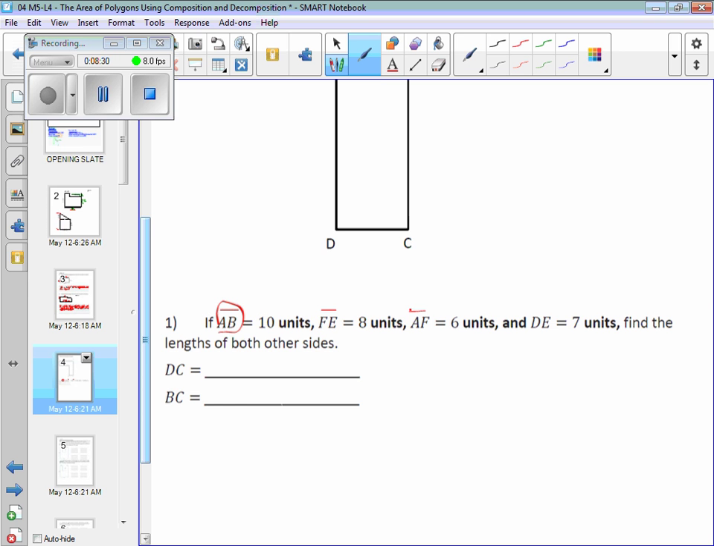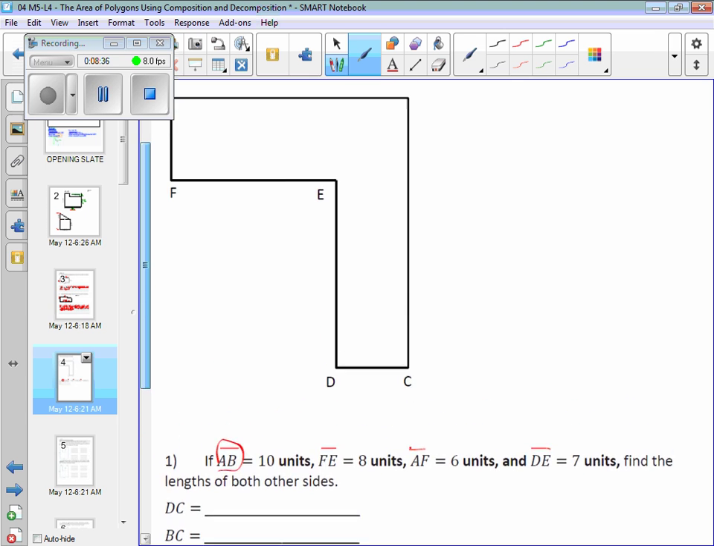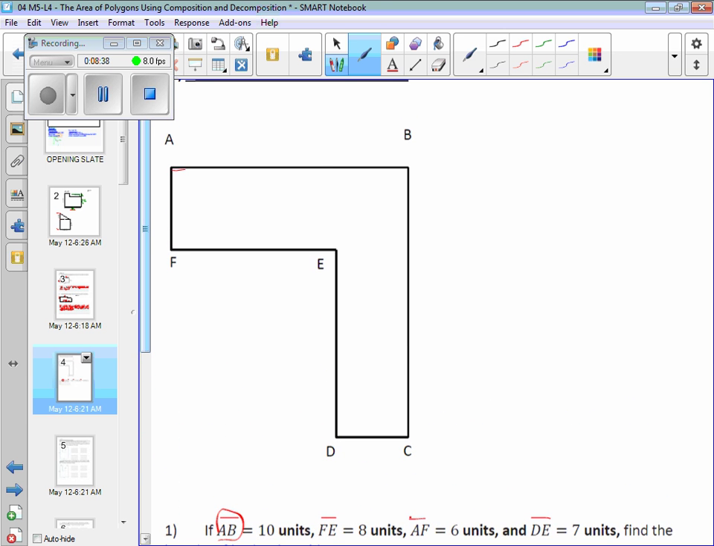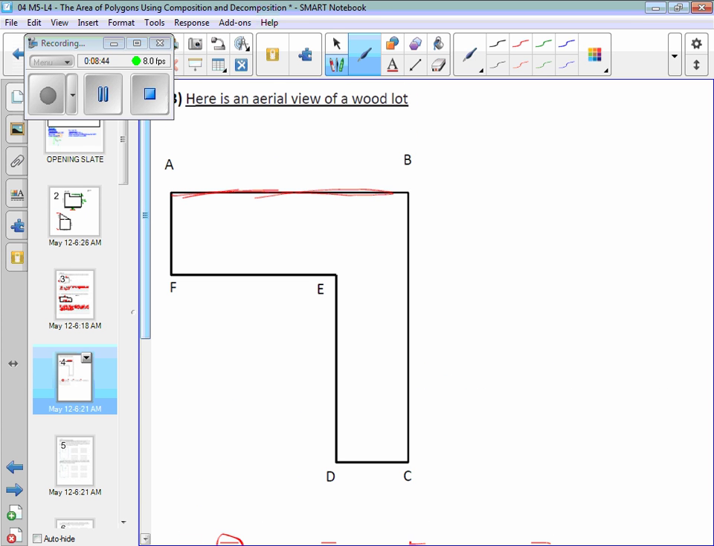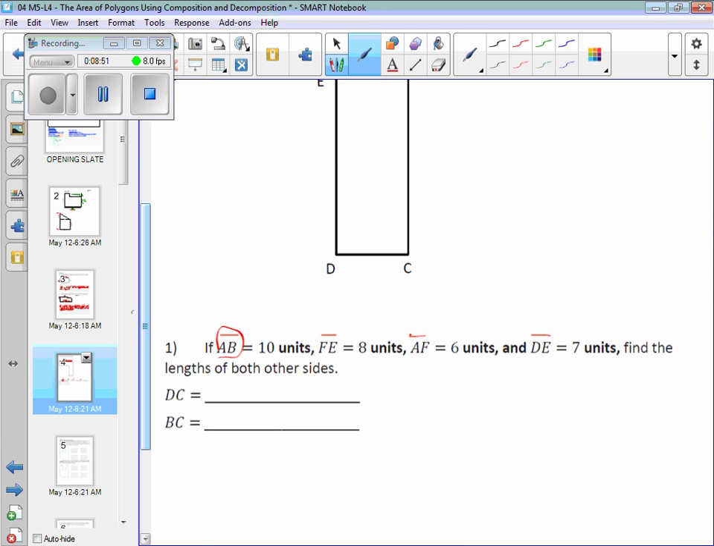All I want you to do, and I'll do the first one with you, is this: they're telling you that line AB, which is this line right here, is 10 units. Don't worry about units, just put the numbers in. And you put it right in. Do the same thing for what they give you: FE, AF, and DE. And then we'll try to figure out what's missing. Alright, do that now. I'll call you up to the board when you're done.